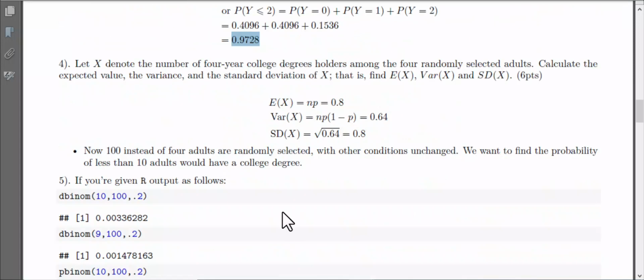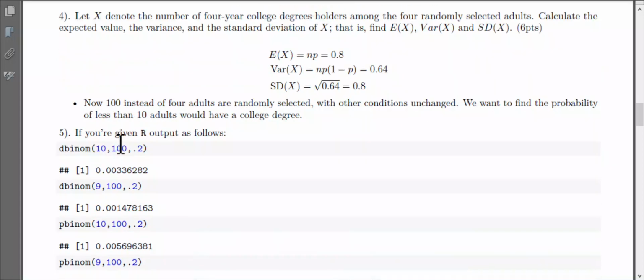Okay. For part 4, we're talking about the variance, expected value, and standard deviation. So we just use the formula n times p, right? n is 4, p is 0.2. That's how we get 0.8. And then plug in, get 64, and then take the square root, get 0.8.